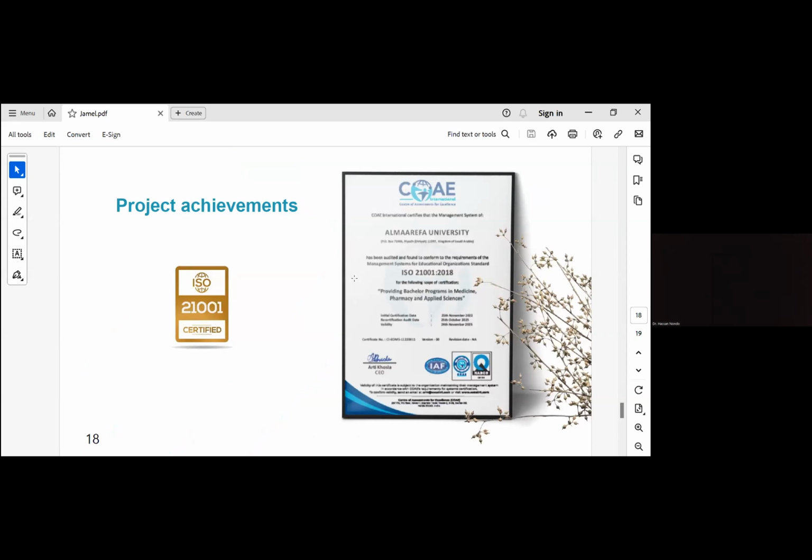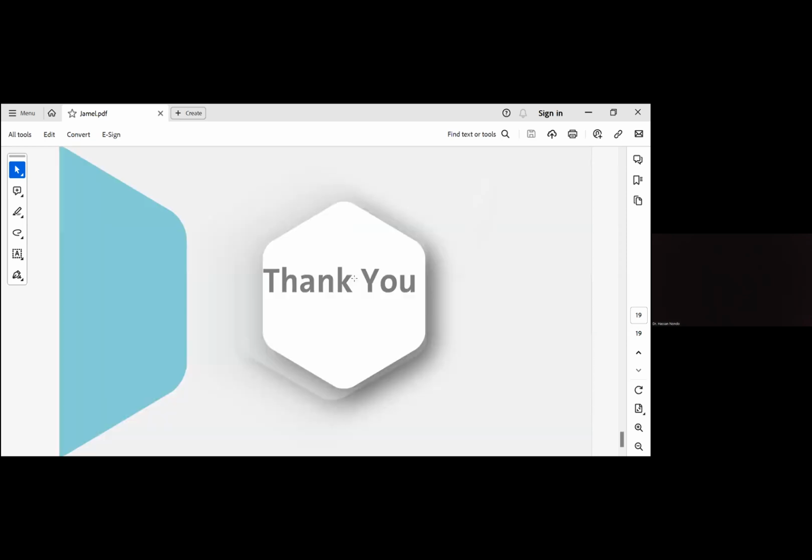Okay, so our project achievement is like what you see there. Al Marifa was awarded this certificate, okay? By practicing this, we were awarded this certificate, and now we are proud of it. And now whatever we do in our university, the main issues here we deal with ISO 20001 throughout our process. The teaching, learning, all this is done together with the cooperation of all staff, our students, and everybody involved in the academic institution. So I would like to say thank you for listening. Thank you. If there are any questions, please.